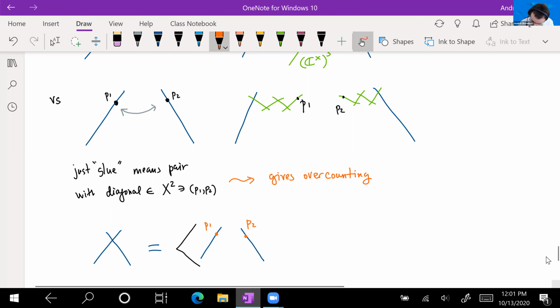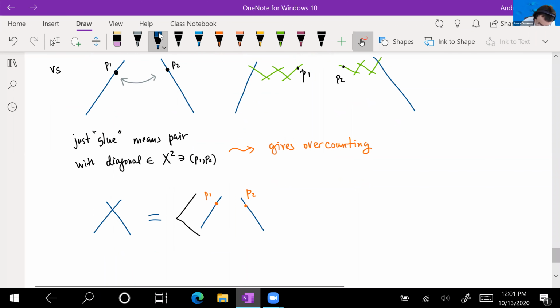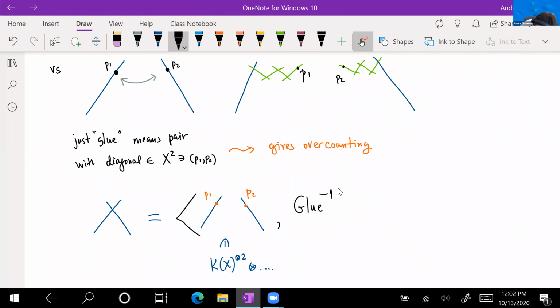So the corresponding count sits in K_X tensor square, tensor whatever else I had before. So I have these 2 indices sitting in here, and I have to pair it with the right thing. Maybe I'll denote it with the inverse of the right quadratic form. It's called the glue matrix, where the glue is a matrix which just counts the coordinates.